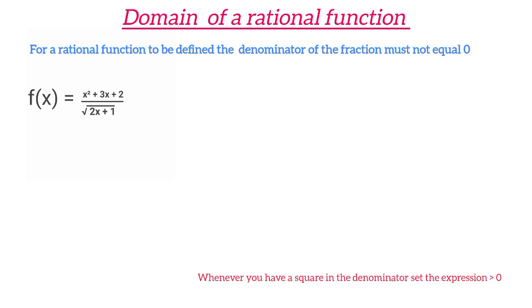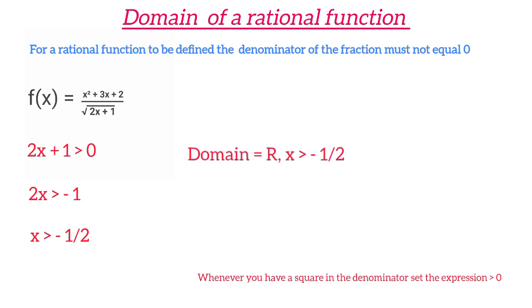So, this becomes 2x plus 1 greater than 0. Subtracting 1 from both sides, we have 2x is greater than minus 1. Dividing through by 2, we have x greater than minus 1 over 2. So, the domain of this function is all real numbers greater than minus 1 over 2. In interval notation, we can write this as from negative 1 over 2, but not including negative 1 over 2, to positive infinity.